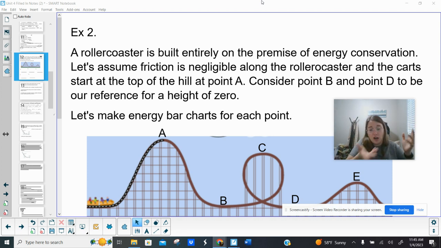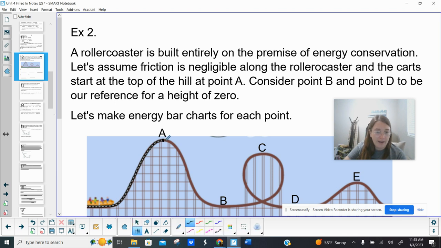In order for the roller coaster to go, that energy has to come from somewhere, and it comes from the height. You should know that taller roller coasters go faster, right? Comes from the height. So we're going to assume that friction is totally negligible, because if friction is not negligible, it can't be a closed system. That friction is going to zap energy and slow it down.